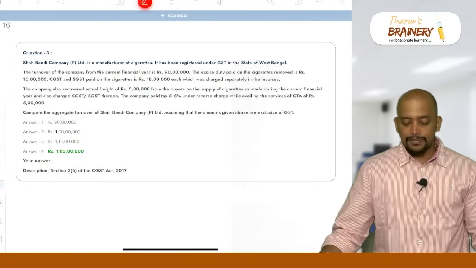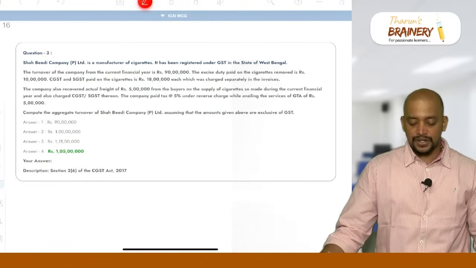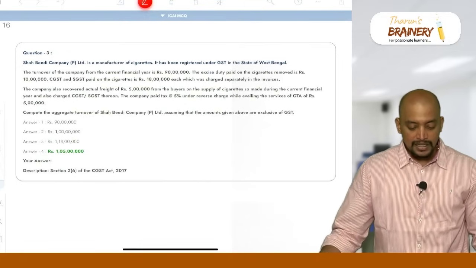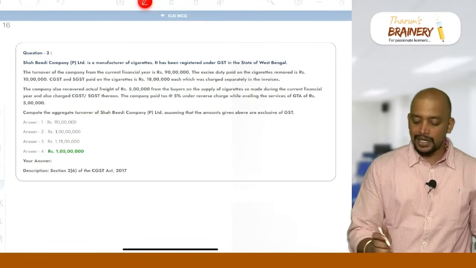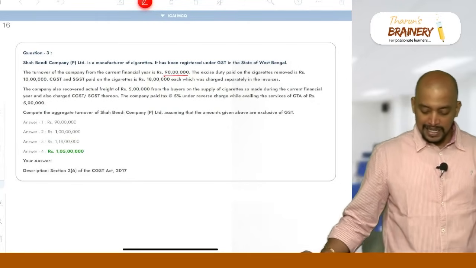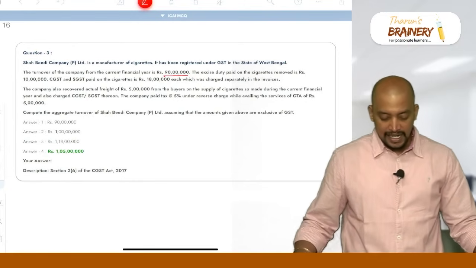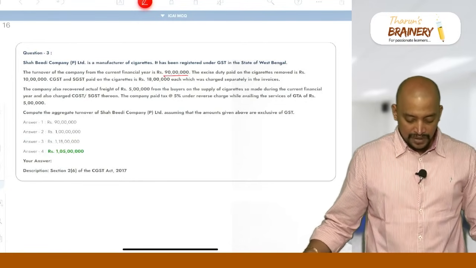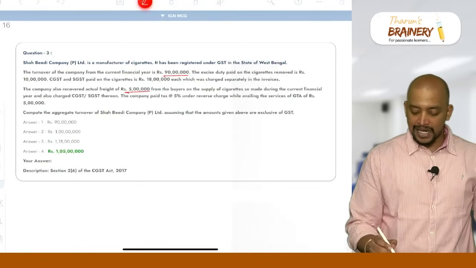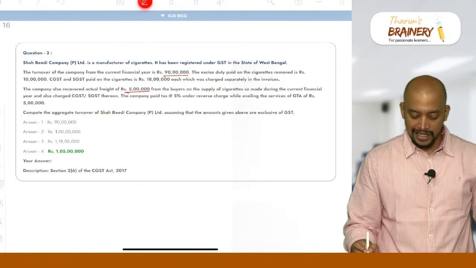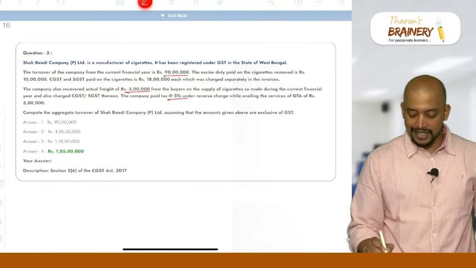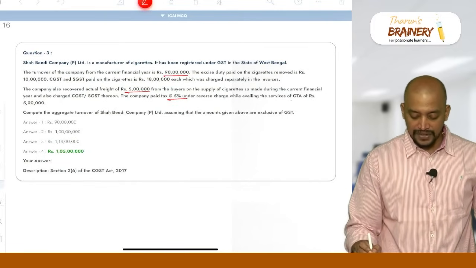Then the next one. Shah BD Company Private Limited is a manufacturer of cigarettes. It has been registered under GST in the state of West Bengal. The turnover of the company in the current financial year is 90 lakhs. The excise duty paid on the cigarettes removed is rupees 10 lakhs. CGST, SGST paid on cigarettes is 18 lakhs, which was charged separately in invoices. The company has also recovered actual freight of 5 lakhs from the buyer on supply of cigarettes so made during the financial year and also charged CGST, SGST thereon. The company paid tax at the rate of 5% under RCM while availing the service of GTA of 5 lakhs.